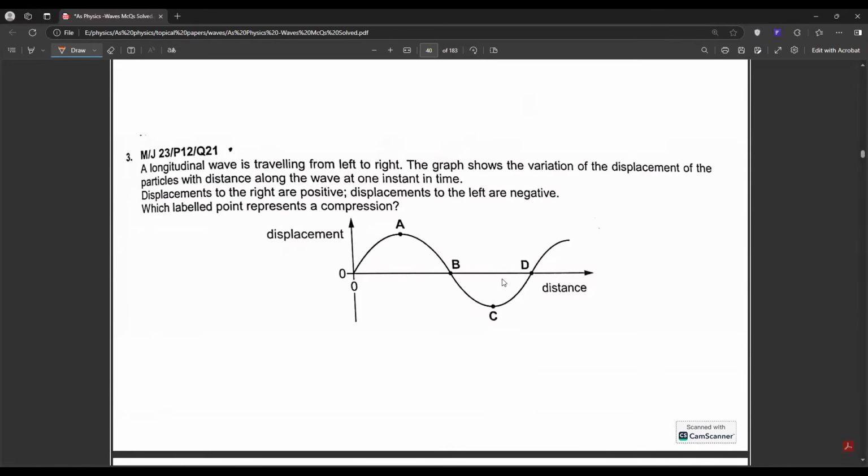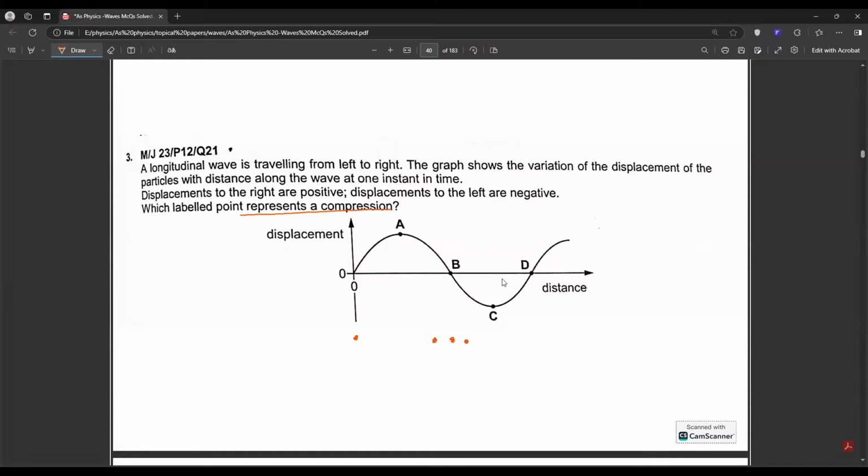A longitudinal wave is traveling from left to right. The graph shows the variation of the displacement of the particles with distance along the wave at one instant in time. Displacements to the right are positive and displacements to the left are negative. Which labeled point represents a compression? So this is a point which is at zero displacement. Let's make it here. This is maximum positive displacement, so this will come towards the right. This is a point again with zero displacement, this will come here. This is a point with negative displacement, this will come here. Perfect.